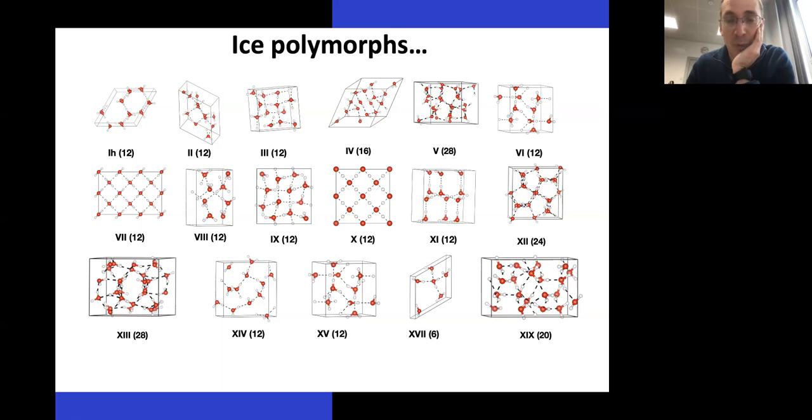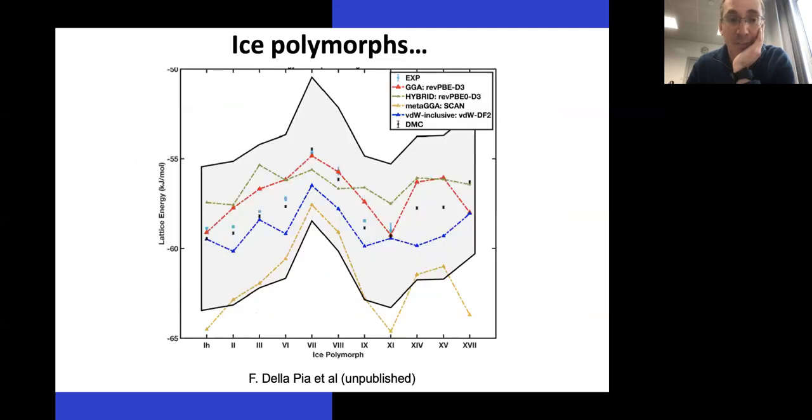The main difference between all of these distinct phases is simply the arrangement of the water molecules, how they are packed, and how they hydrogen bond to each other. What's quite remarkable is we have this rich variety of phases, but they actually all come within an incredibly small energy window of each other. And that's what this plot is showing here. So here's a plot of the raw lattice energy of a selection of the ice polymorphs.